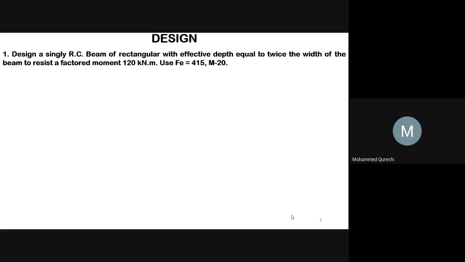So, in our first example, it is given that design a singly RC beam. We have to design the singly RC beam of rectangular section with effective depth equal to twice the width of the beam to resist a factored moment of 120 kilonewton into meter. We have to use Fy 415 Newton per mm square and FCK 20 Newton per mm square.